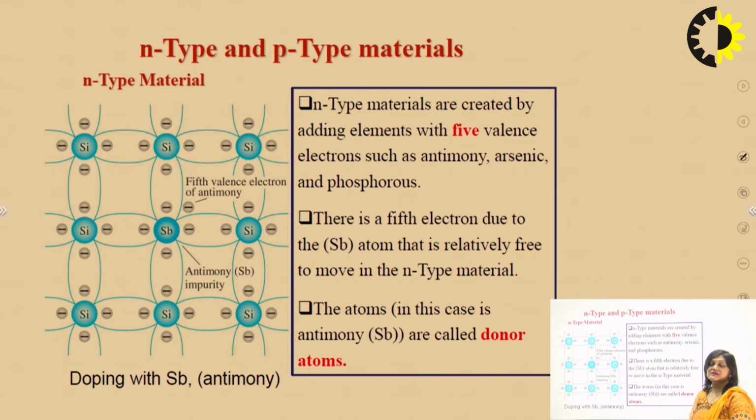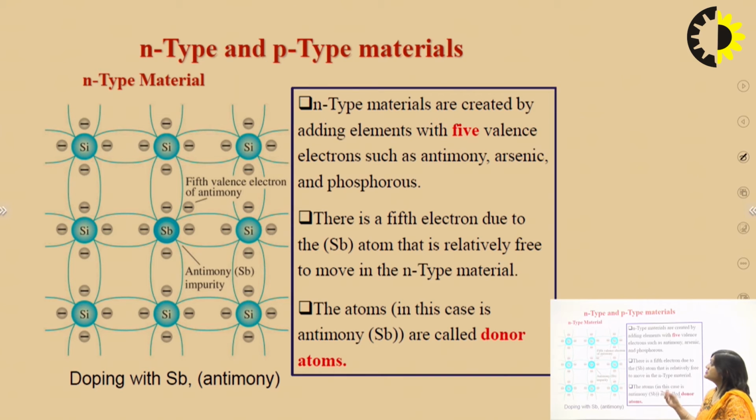Now we have seen the types of material. These were your insulator, conductor and semiconductor. Now, types of semiconductor. Semiconductors are of two types, intrinsic and extrinsic. Intrinsic semiconductors are available in their purest form, which we have discussed in the earlier slides. And extrinsic semiconductor is of two types, N type and P type.